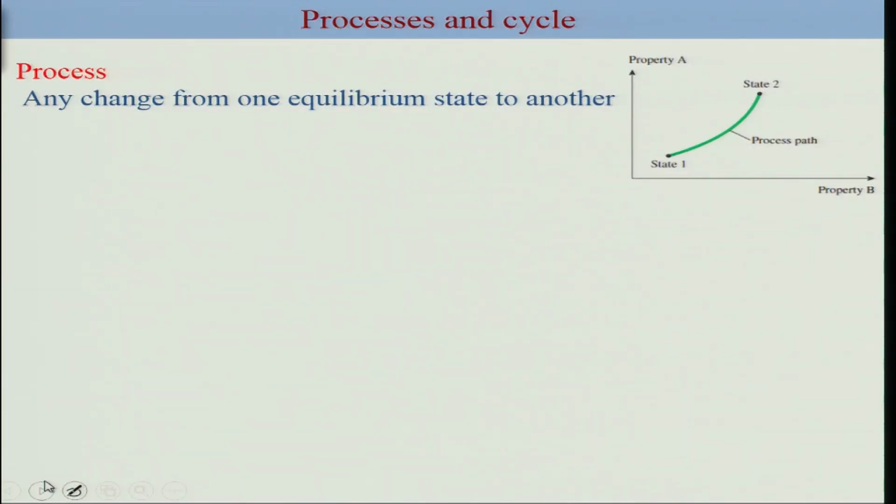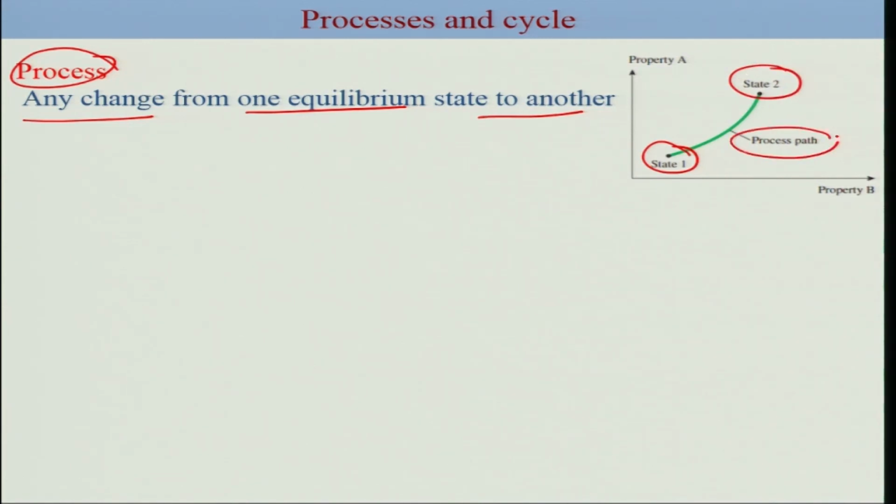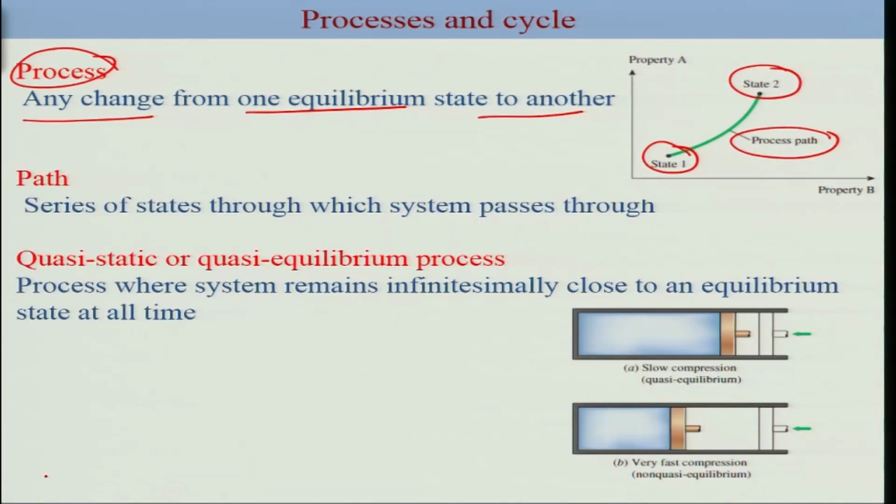Any state you can change during a process. So we'll be defining the process here as any change from one equilibrium state to another. So this is an equilibrium state, and this is an equilibrium state, and this is a process path. A process path is the series of states through which the system passes. So essentially it means that each point along this green line is a state, and this is a specific state of our interest.